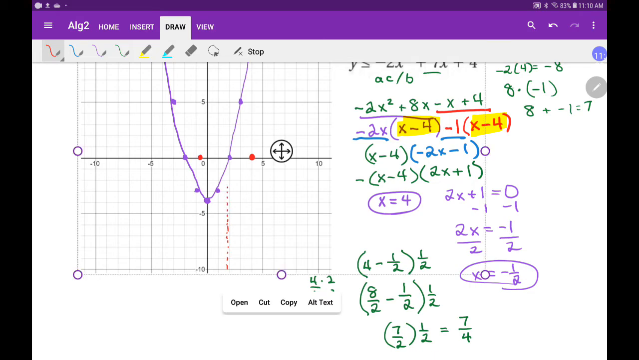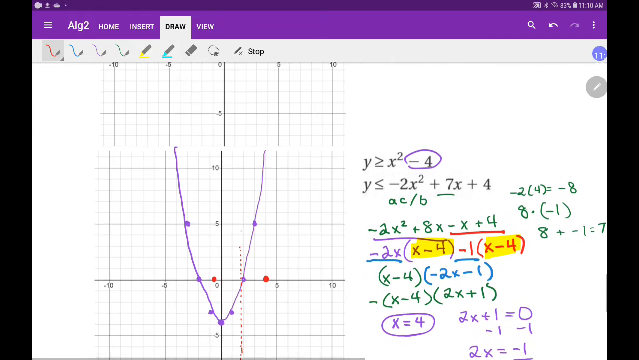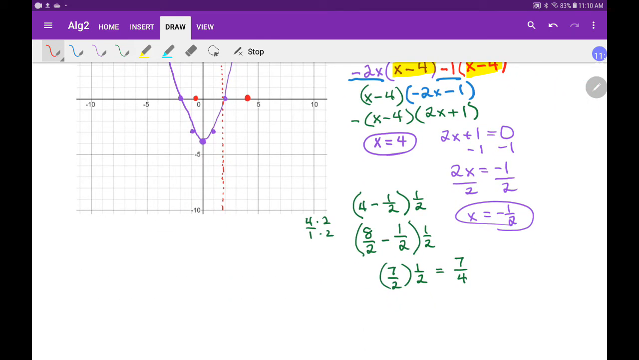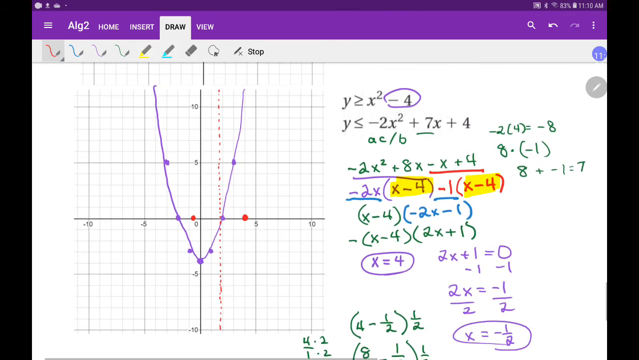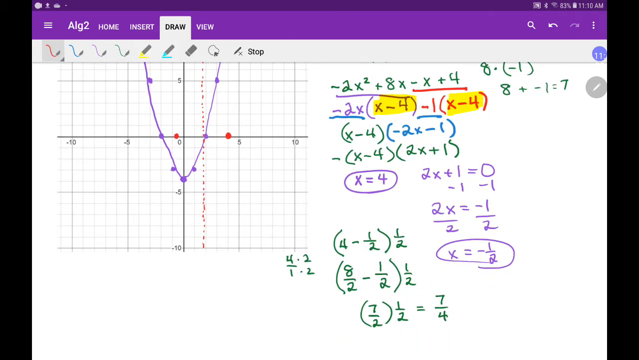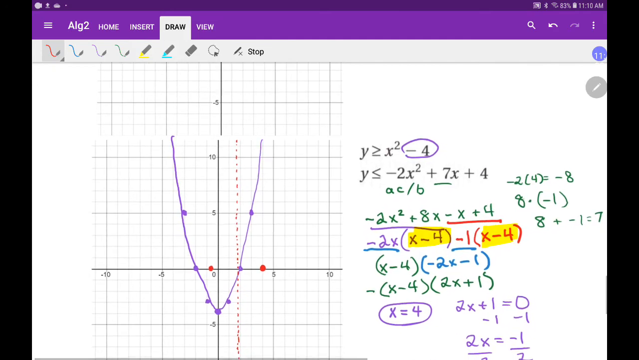It's hard to tell when I'm graphing exactly where this is, but I'm doing the best I can. Hopefully this dotted line looks like it's going right down between the two red dots. Okay? Last thing is, where on this dotted line am I? And so I need to remember, what's the formula?